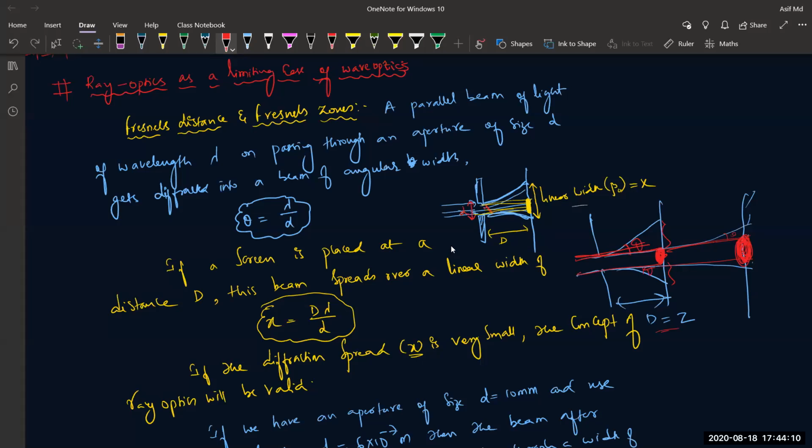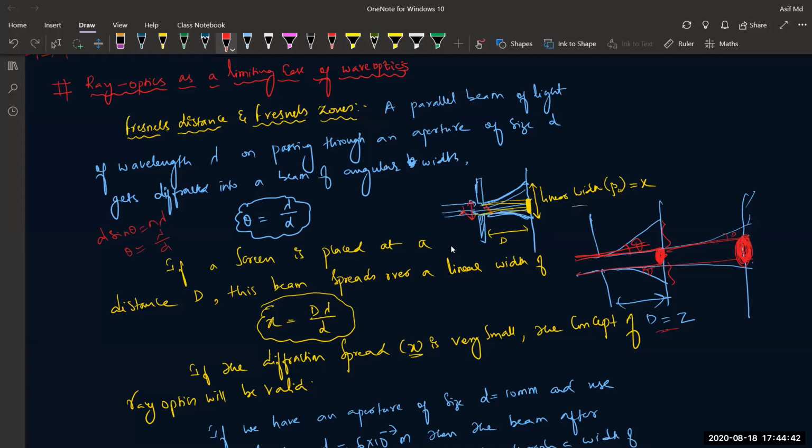What it is telling us is that a parallel beam of light of wavelength lambda, on passing through an aperture of size D, gets diffracted into a beam of angular width theta. What is theta? Theta is equal to lambda by D. How did I get that? From path difference, delta x is equal to D sin theta. Theta is very small, so delta x is equal to D sin theta. From this relation, D sin theta is equal to n lambda. Since we are talking about the first minimum, n is 1. Theta is very small, so theta is equal to lambda by D.